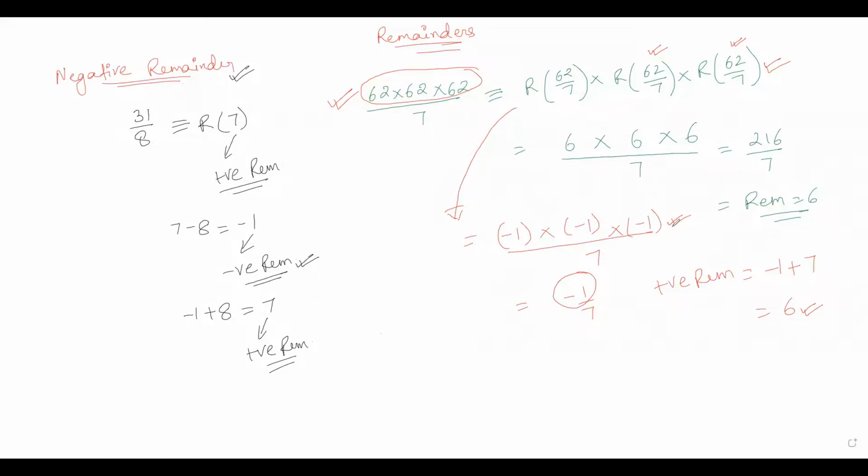So in the numerator, we'll be getting minus 1 or plus 1, depending on whether 62 is an odd number of times or an even number of times. So in that case, the remainder would be plus 1 or plus 6. So we can see that simply by using the negative remainder concept, we can find the remainders easily. So that's why when the remainder's magnitude is comparatively higher, it would be better to use the negative remainder concept to get the remainder.